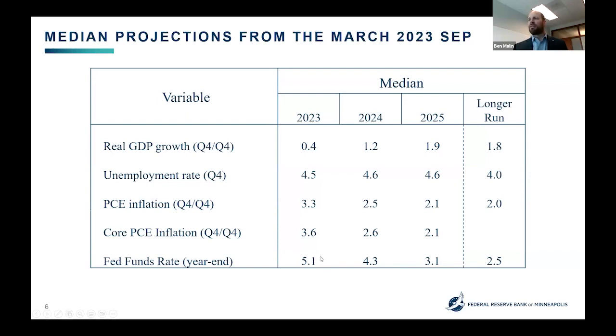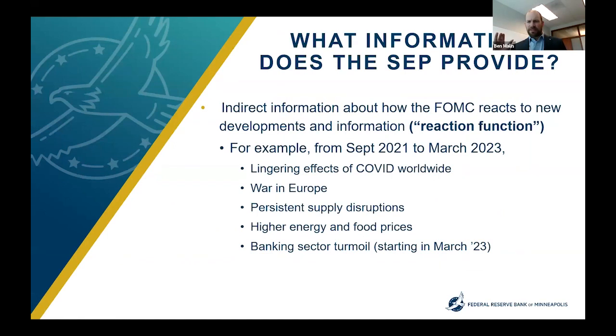Now, they also see the federal funds rate gradually declining towards what they would think is a long run measure of it, 2.5%, over the next couple of years as inflation comes down. So let me move on from there. So that's the summary of economic projections.